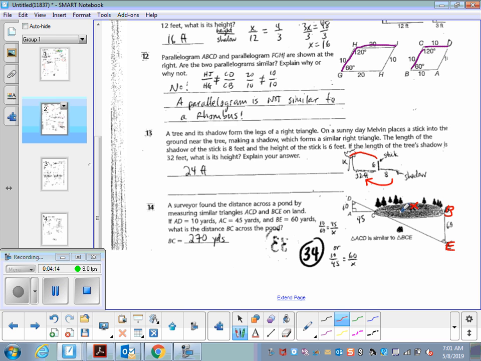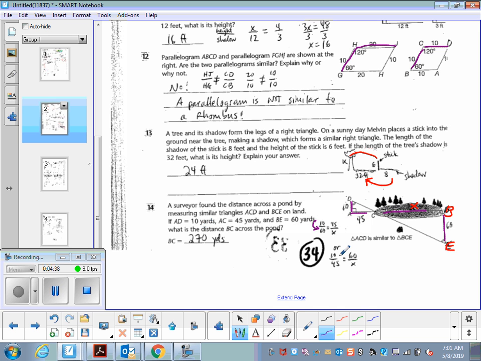So what I did was I set up a proportion, and I'm comparing that this side corresponds with this side, so I've got 10 with 60, and then I've got that this 45 goes with x, 45 with x. Now I see right here that I've got a scale factor times 6, so if you do 45 times 6, we'll get that unknown is 270 yards.